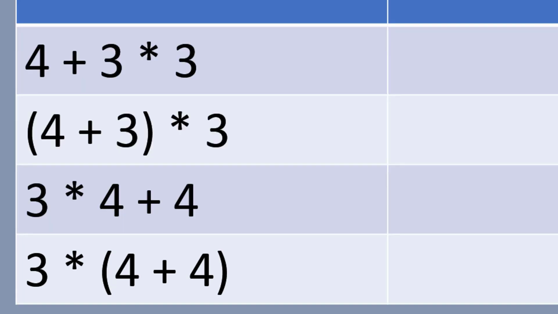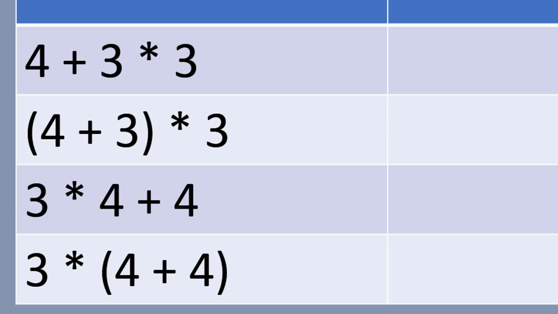The third formula is 3 times 4, which is 12, plus the 4, which is 16. And then the last formula there is 4 plus 4, which is 8, times 3 is 24. So there's some different examples. So the brackets always get done first.